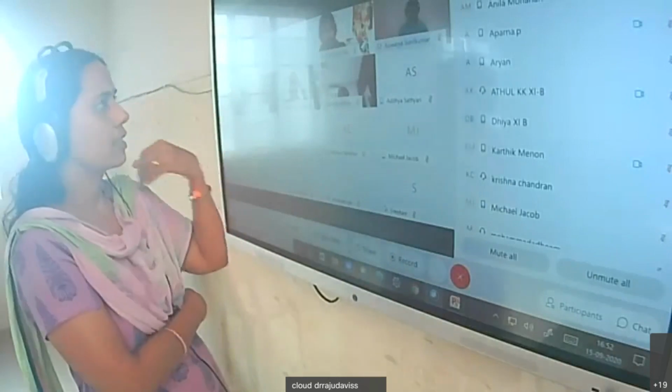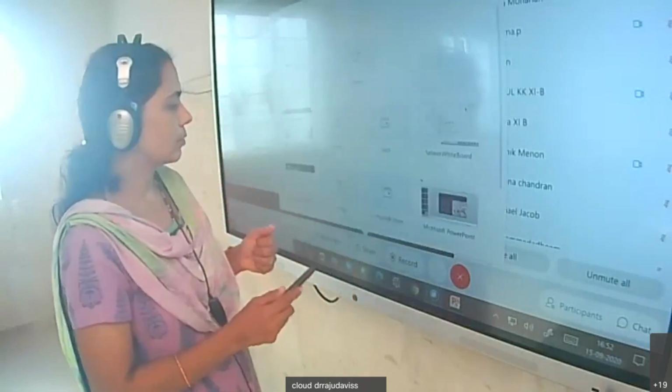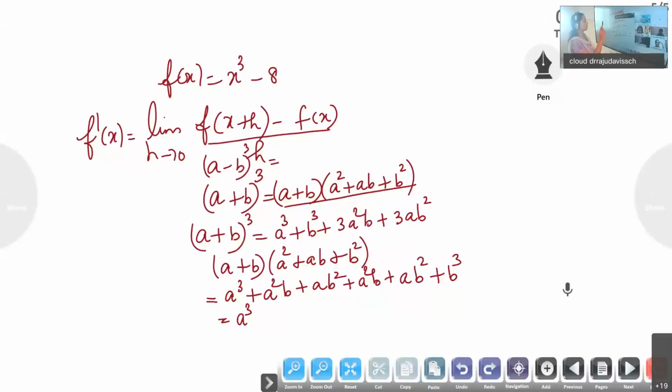See, all these identities we covered. Now this one you complete. What is the answer for this question? X cube minus 8. How many of you completed this one? Completed? You complete this one?